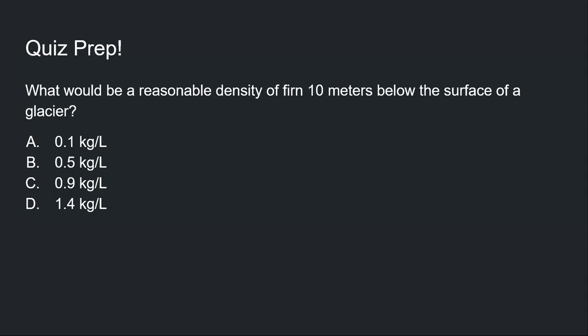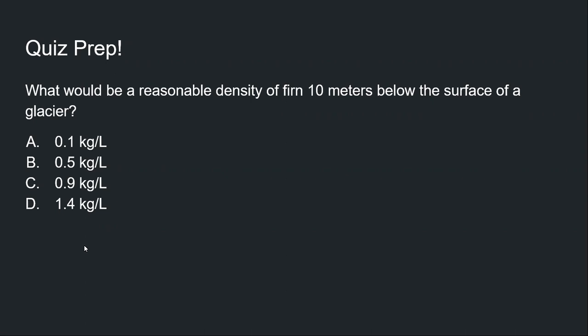The next three slides will be exam-type questions that we can work through, so you really grasp the concept of density in snow, firn and ice. So what would be a reasonable density of firn that's 10 meters below the surface of a glacier? You have the choice between different densities.